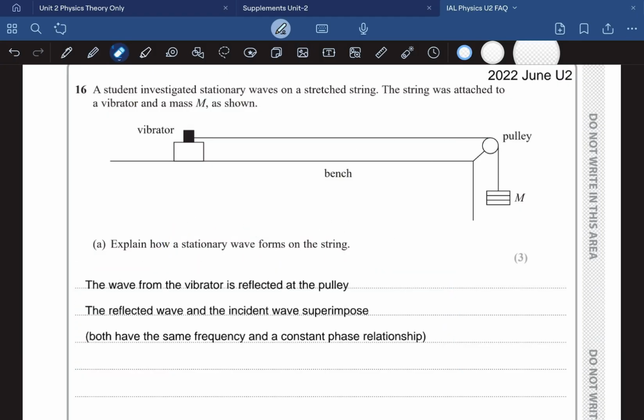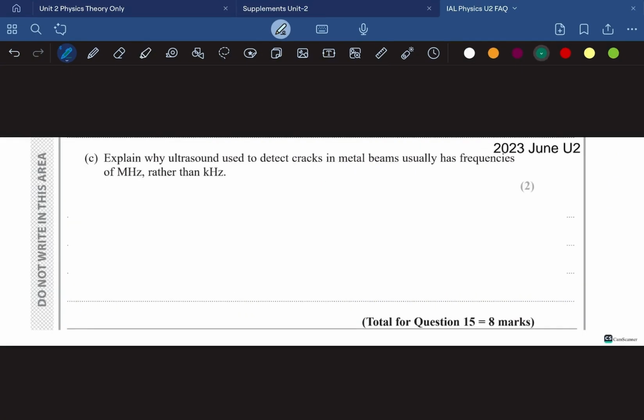The answer will be like this, and both of these will have the same frequency and a constant phase relationship. Okay, this 3 marks question is very important to understand, and make sure not to lose marks on this. So after understanding, memorize.